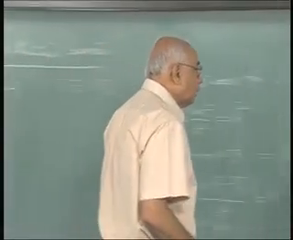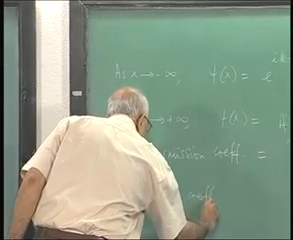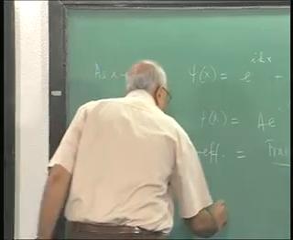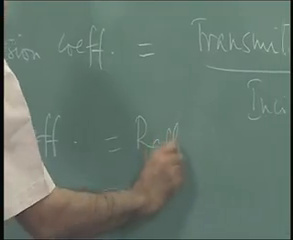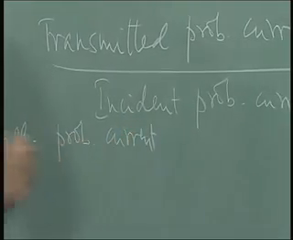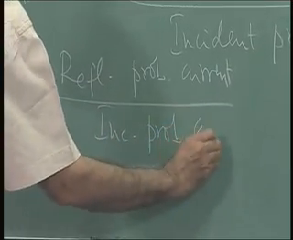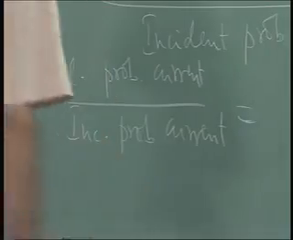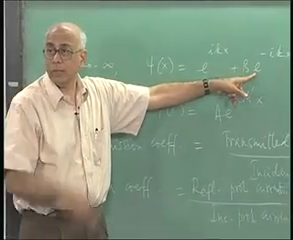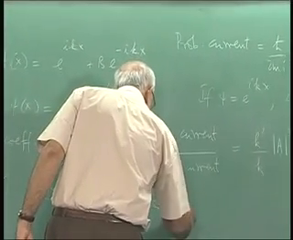Similarly, the reflection coefficient is equal to reflected probability current divided by incident, and what is that equal to? Well, you have now got to take this, that is the reflected wave, and this is the incident wave here, so it is easy to see that this is just mod B whole squared.